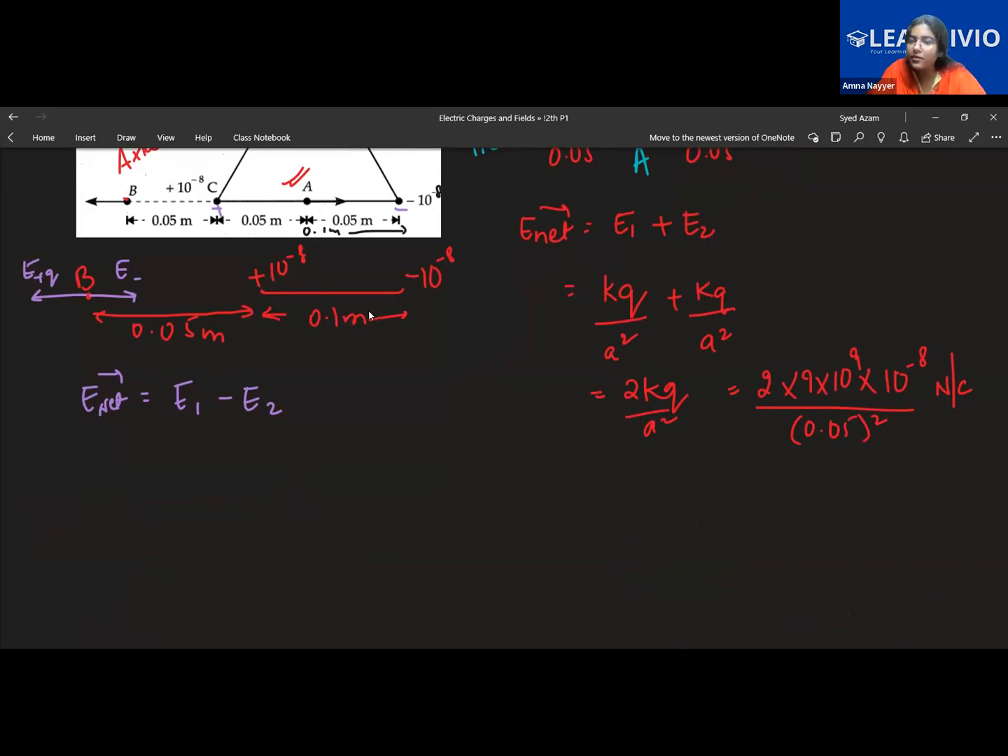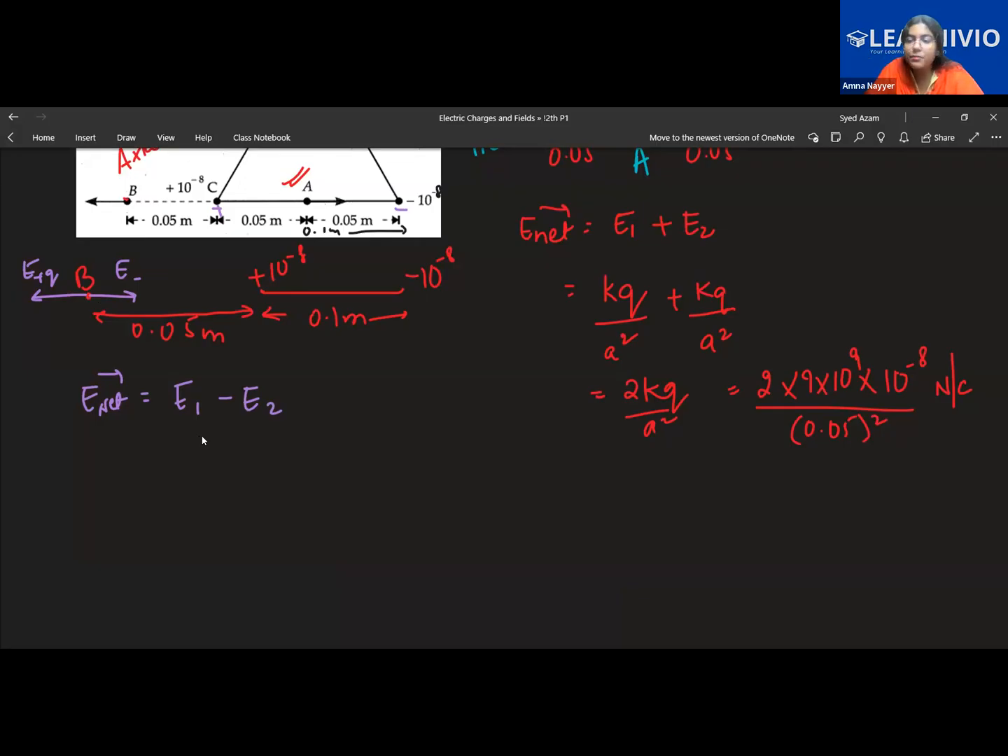This is 0.1 meters. This is the positive charge, this is the negative charge, and this is point B. So when we take out the directions, due to the negative charge, electric field is directed towards the negative charge. And due to the positive charge, electric field is away from this positive charge. Since the electric fields are acting in opposite directions, the net electric field will be E1 minus E2 because the angle is 180 degrees.